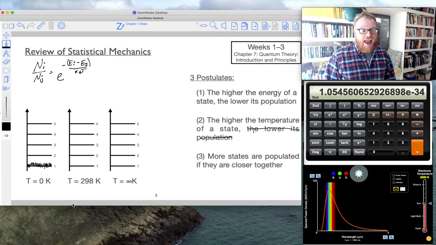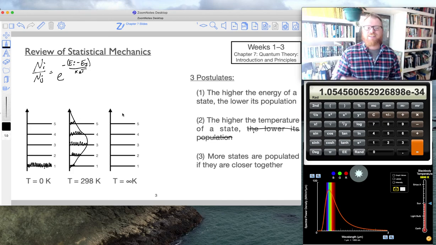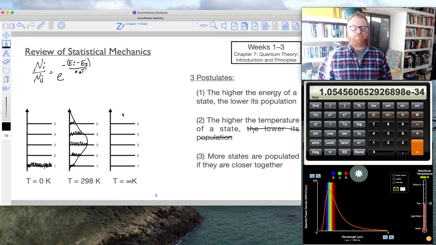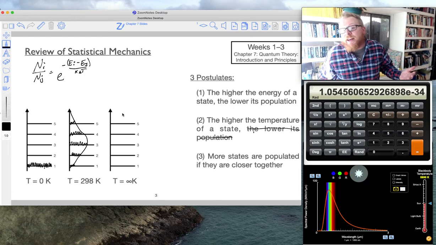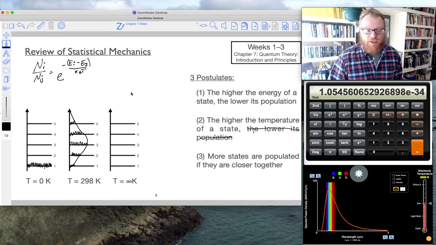At 298 K, there's some type of distribution, and that distribution might look something like this. It's going to have a Boltzmann distribution, right? So there's going to be some curve. I drew this curve on its side, but we recognize at 298, depending on if we're talking about electronic, rotational, or vibrational, this is what the populations will look like.